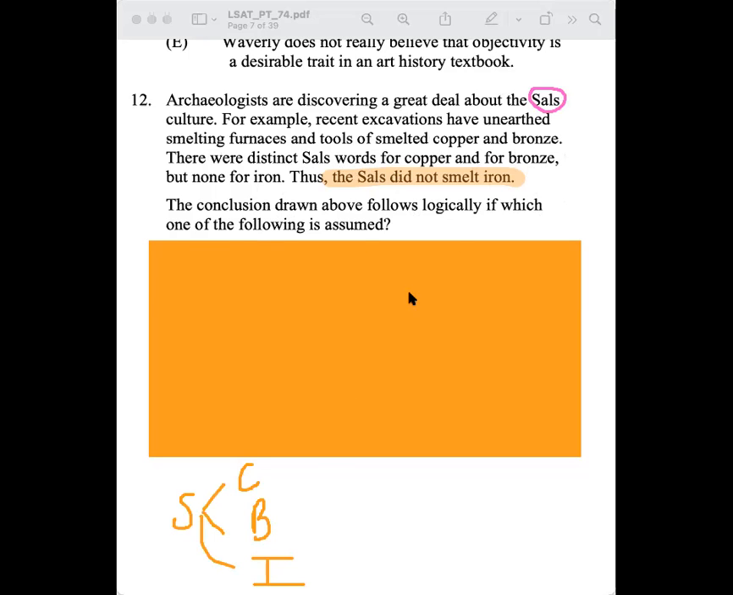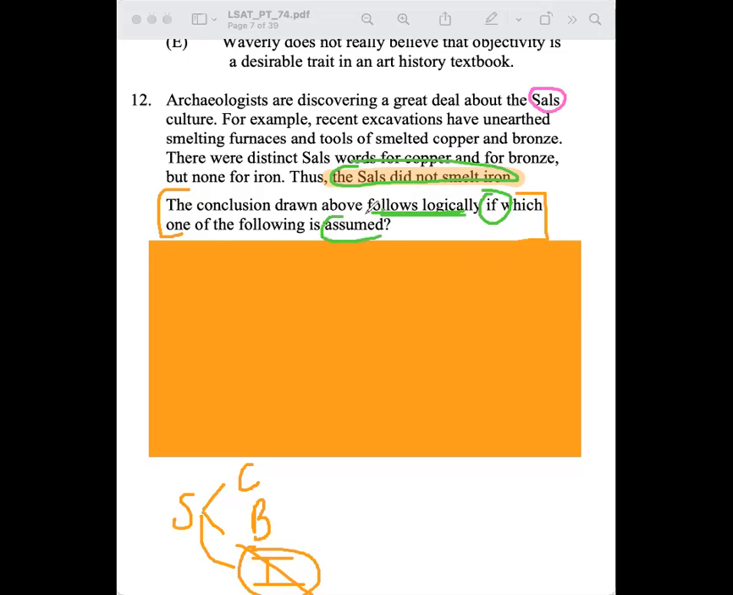Mistake is okay. What kind of question is this first? Is it a conclusion question? No, go ahead and read this out loud and tell me what you think it's asking you to do. It wants me to know why the Sauls did not smelt iron, but I'm not sure what that question type is. Okay, so what this is saying is the conclusion drawn above follows logically or would be valid if which of the following is assumed. So assumption question? Yeah, it's an assumption question.